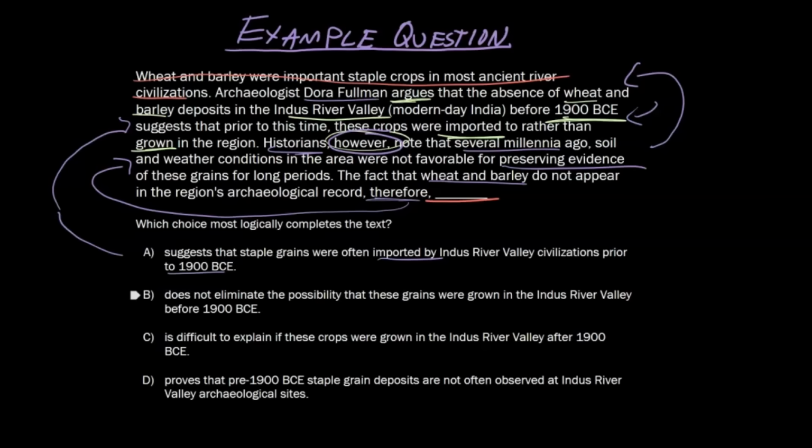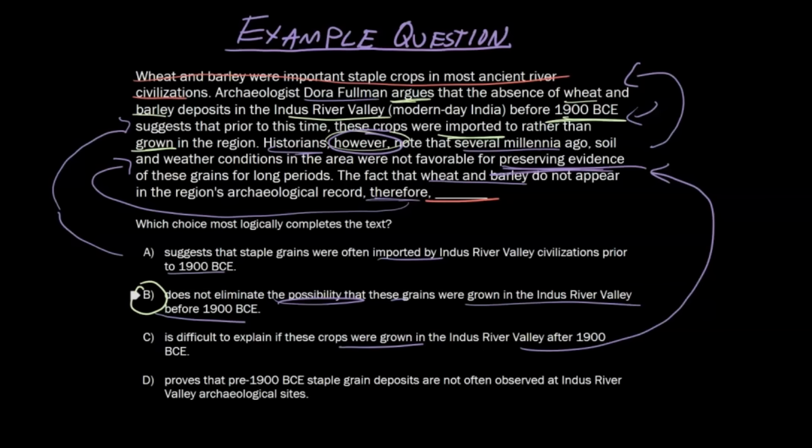Now B says it does not eliminate the possibility that these grains were grown in the Indus River Valley before 1900 BCE. I would say this is the correct answer. Remember, you should always eliminate all answers before moving on to your next question, right? But this makes sense because it's eliminating the possibility, right? Because if evidence was not preserved, then they would not know if there was wheat or barley. Now, it is difficult to explain if these crops were grown. Historians believe that it's true that soil was not favorable for preserving evidence. So it's not necessarily difficult to explain, we just don't know. So there's a possibility.